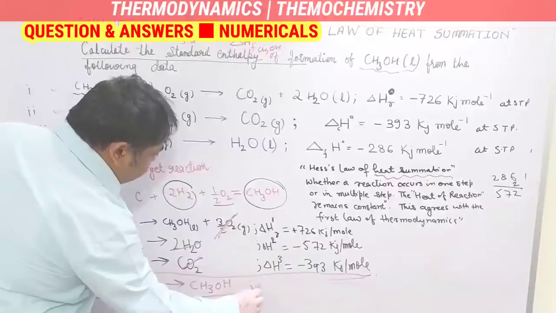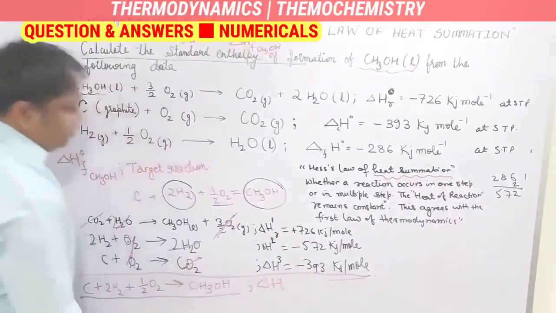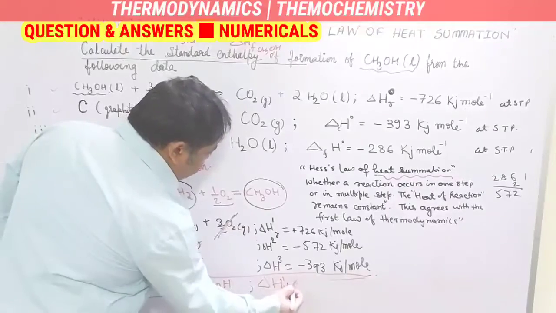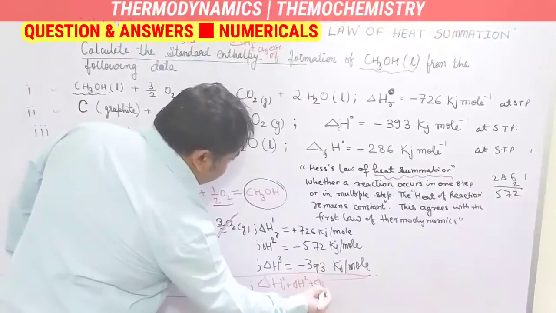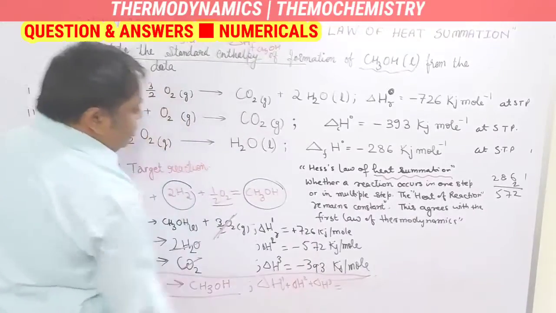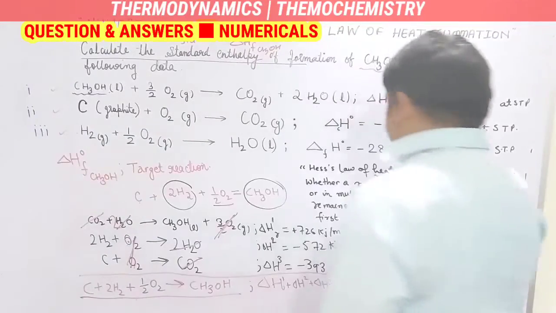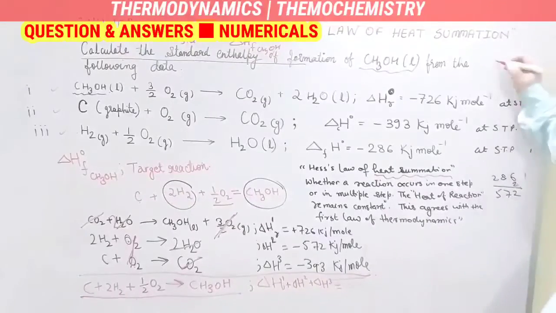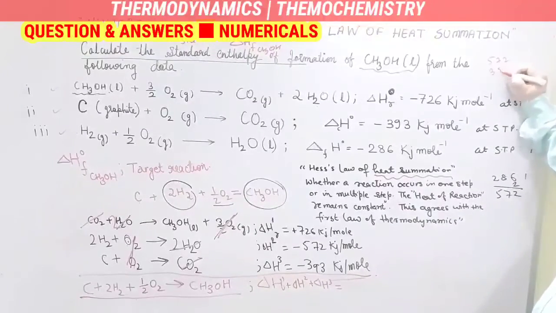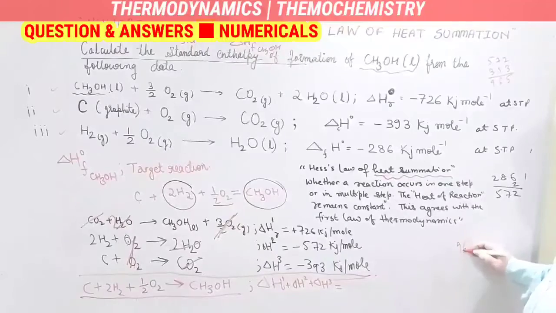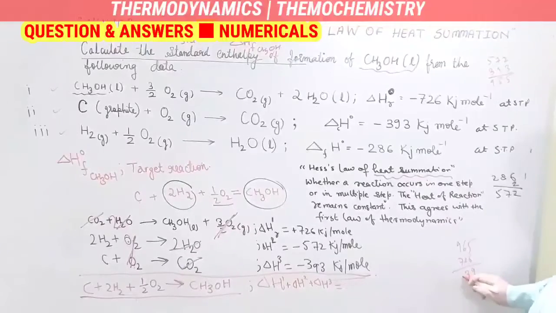CH3OH, and its summed heat of reaction, that means delta H1 plus delta H2 plus delta H3 will be equal to, we have to add this. We will do a little bit of rough work. Negative values we will add at first. 572, 393 will become 965, 726, this will become 1691, 2.